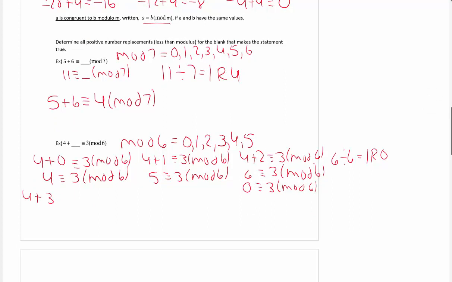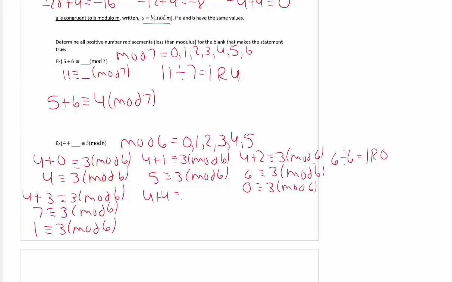Well, 4 plus 3. That's going to be 7. Of course, 7's not in mod 6. 7 divided by 6, that's 1 with a remainder of 1. That doesn't match. Let's go to 4. 4 plus 4 is 8. 8 divided by 6 is 1 with a remainder of 2. Remember, the remainder is what I care about. That doesn't match. And the last one is going to be 5.